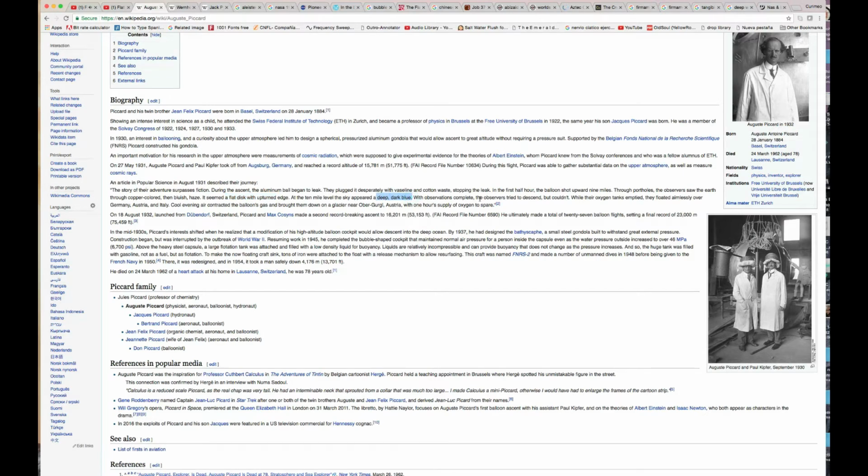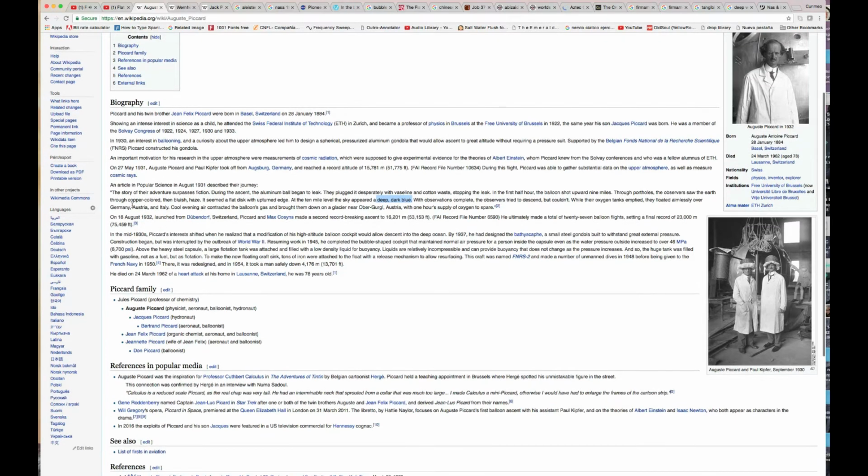With observations complete, the observers tried to descend but couldn't. While their oxygen tanks emptied, they floated aimlessly over Germany, Austria, and Italy. Cool evening air contracted the balloon's gas and brought them down on a glacier near Obergurgl, Austria, with one hour's supply of oxygen.